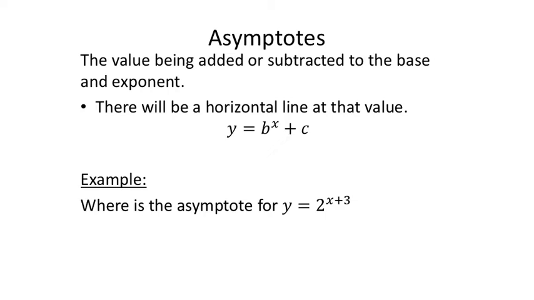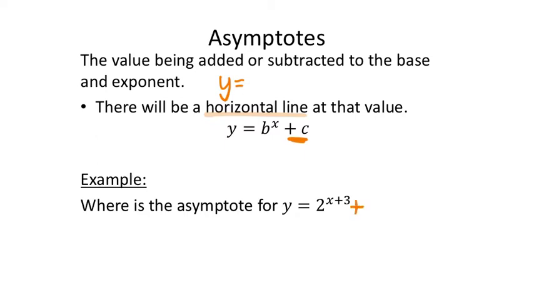And we know from horizontal lines from the last unit that it will take the equation y equals whatever this value is. It's just y equals some number, and then that creates a horizontal line. I'll demonstrate this with the last example that we just did. It says y equals 2 to the power of x plus 3. What is the asymptote, or where would be the asymptote for this one?